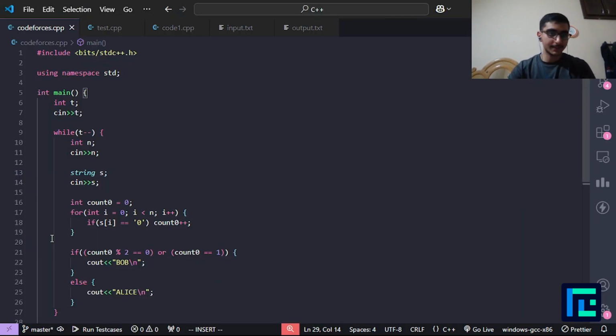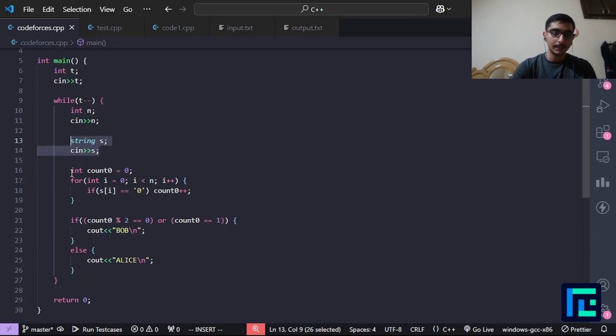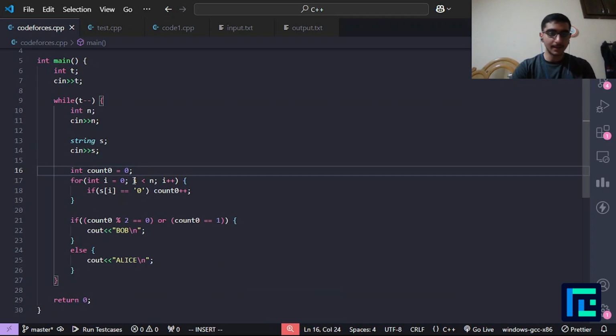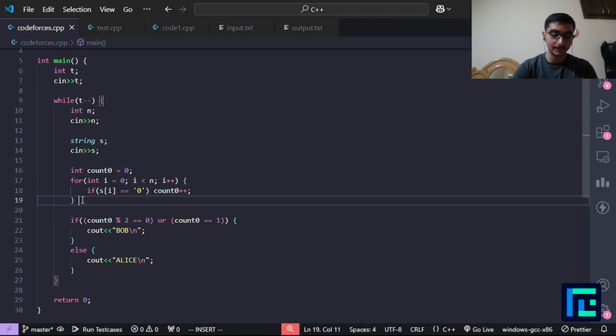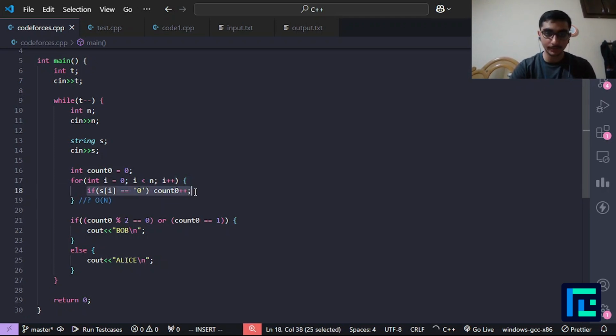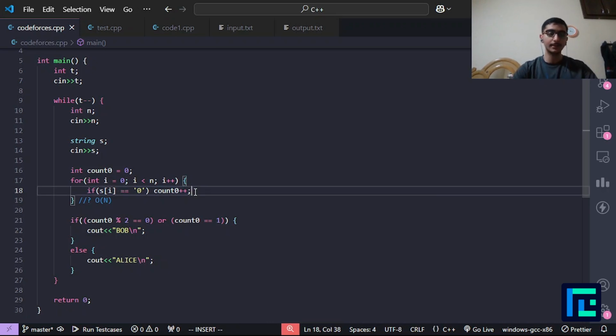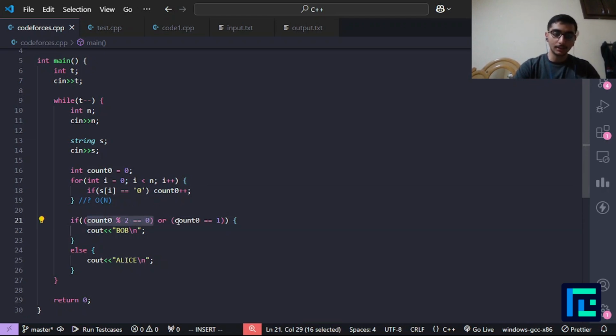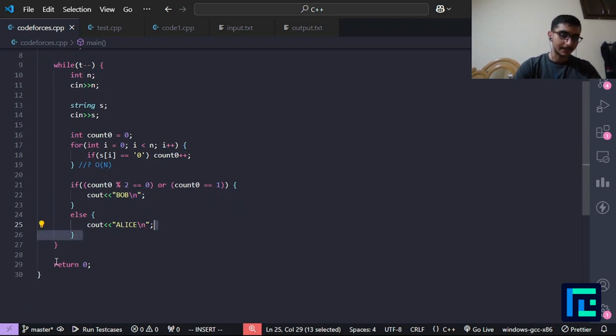The implementation is also quite straightforward. First of all, we take the number of test cases as input. Then for every test case, we take in the size of our string and the string itself as input. And then we define a count 0 variable, same as we discussed in our solution. Now this is an O of n loop where we just calculate the number of zeros and update the count 0 variable accordingly. Then again, as I said, if count 0 is even or count 0 is 1, then Bob wins, otherwise Alice wins. As simple as that.